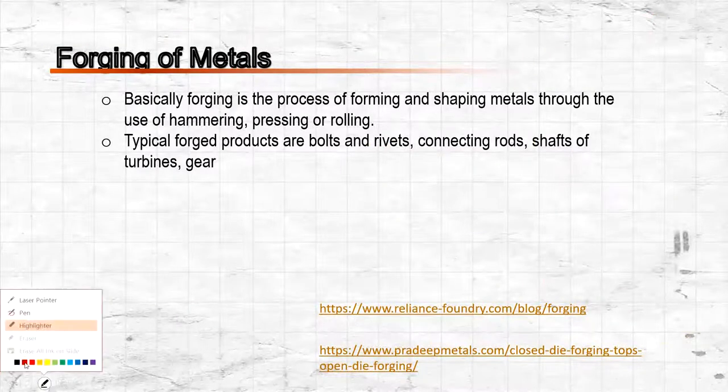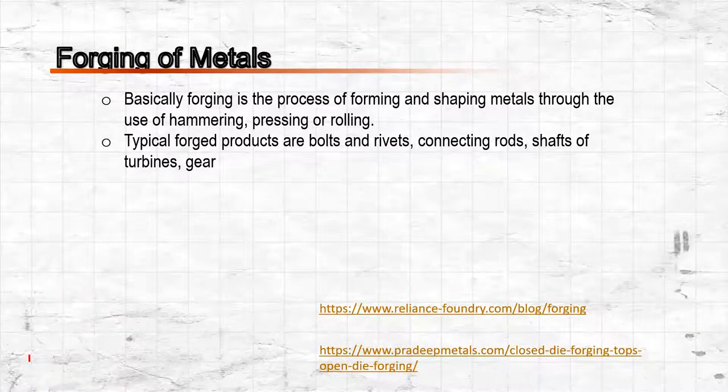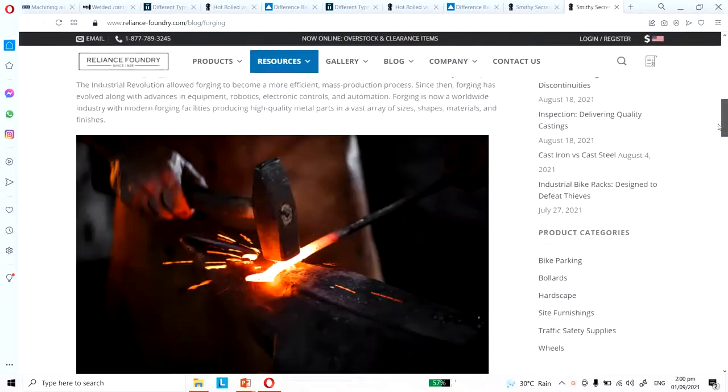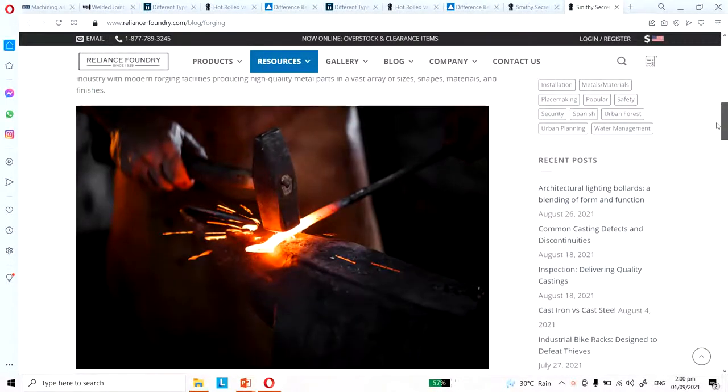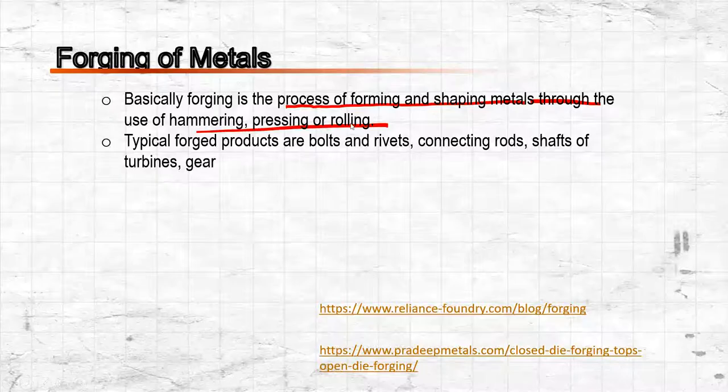Alright, the next process that we'll talk about is the forging of metals. This forging of metals is basically a process of forming and shaping of metals through the use of hammering, pressing, or rolling. So let's check our link right here. From the definition, forging is simply a process of forming and shaping by the use of hammering, pressing, or rolling.